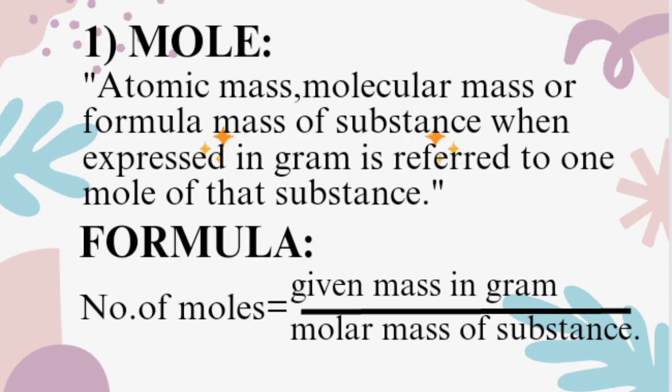Definition number 1, which is mole. Atomic mass, molecular mass or formula mass of substance when expressed in gram is referred to 1 mole of that substance. Formula: number of moles is equal to given mass in gram divided by molar mass of substance.